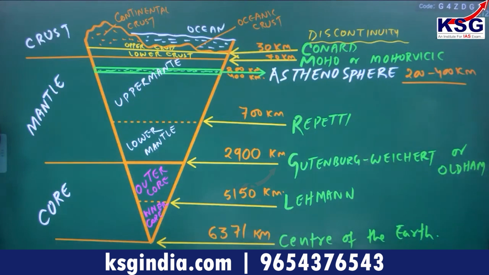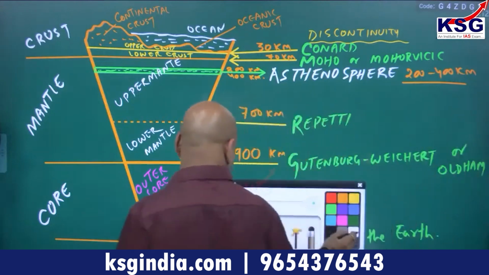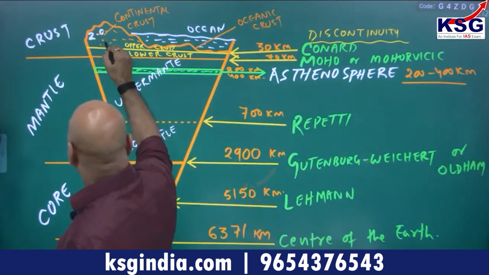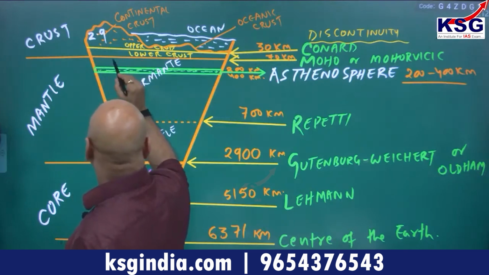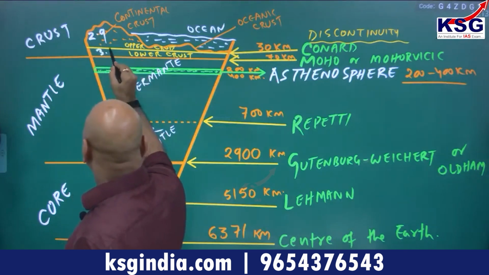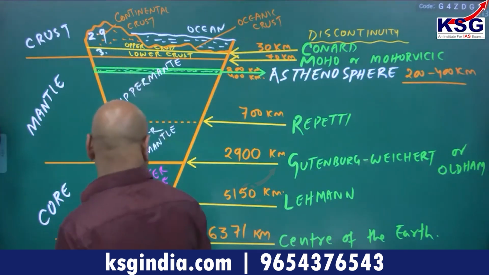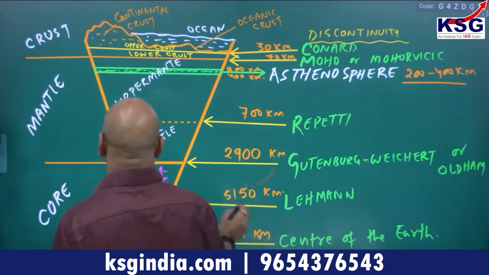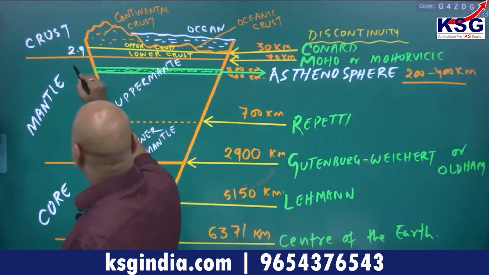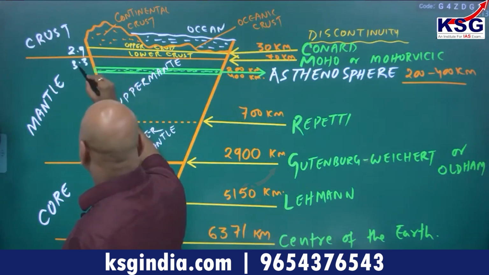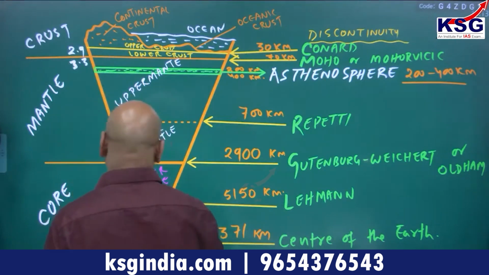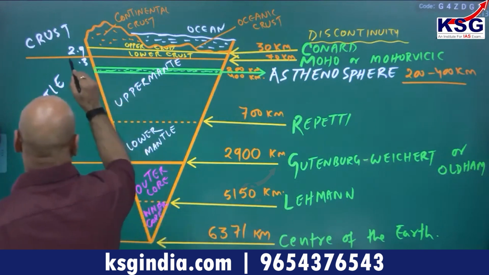As we know, in the upper crust nearly 2.9 is the density, lower crust 3.3. Density is in terms of grams per cubic centimeter, you remember, 2.9, 3.3.